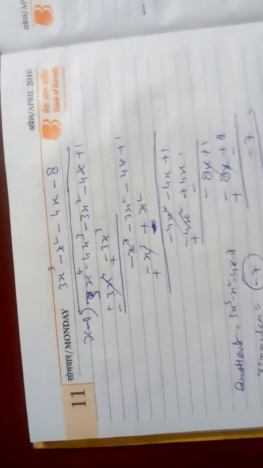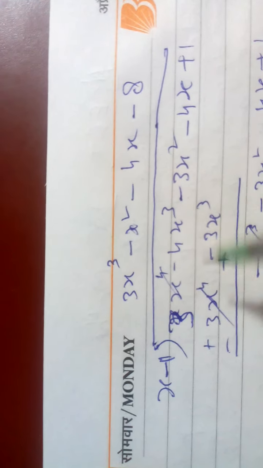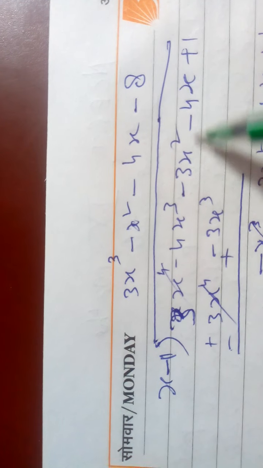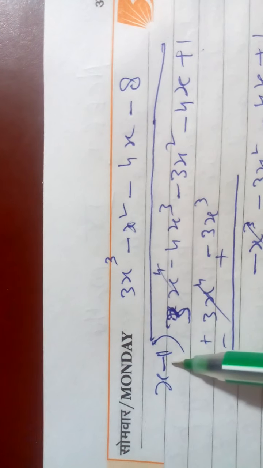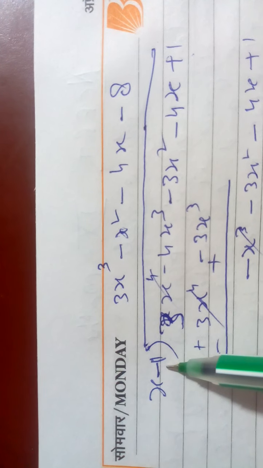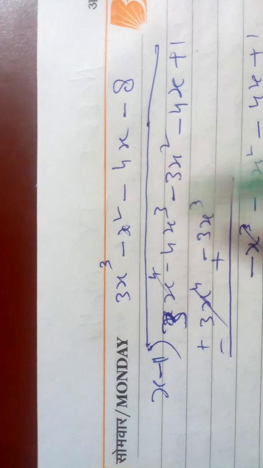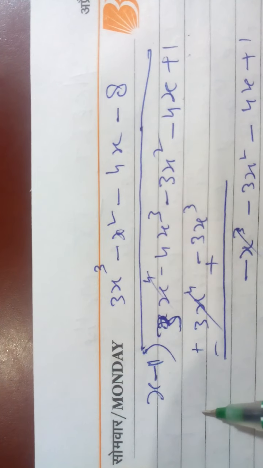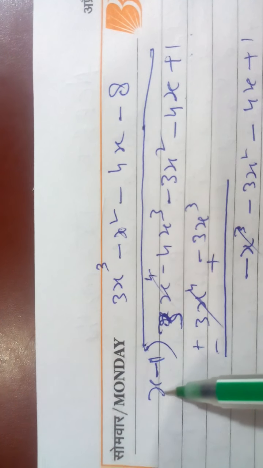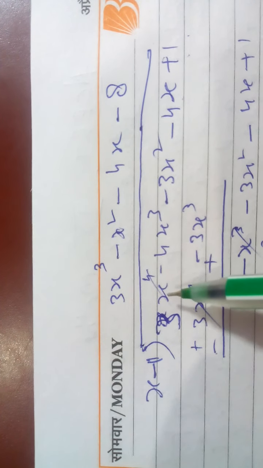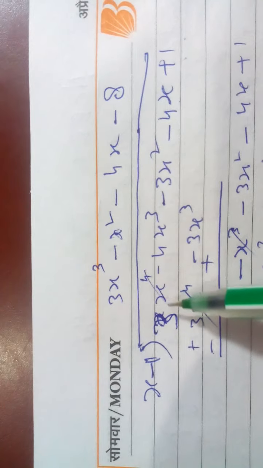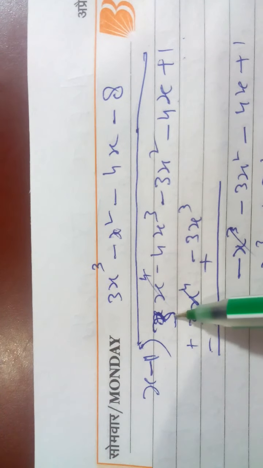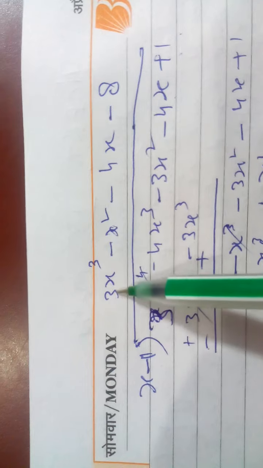The long division method is the arithmetic division, when you do it like this. What is the long division method? How will you divide it? The polynomial you write inside is the dividend, and the other is called the divisor. So dividend divided by the divisor: 3x power 4 minus 4x cube minus 3x square minus 4x plus 1, divided by x minus 1. How will you divide? You take the first term of the divisor, and you get the first term of the quotient. Here is x, here is 3, so first of all you write 3.